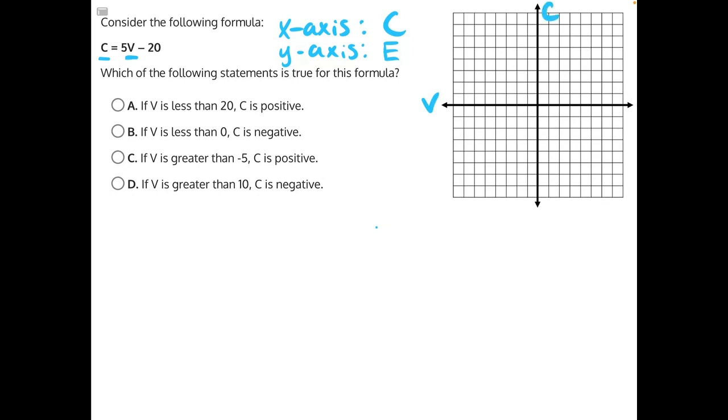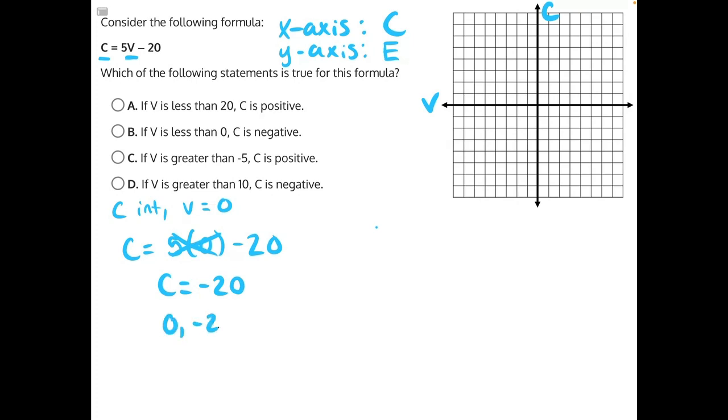And now that we have that, we just need to find our two intercepts for c and v, and then we can graph. Let's start by finding our c-intercept, or where v is equal to 0. C is equal to 5 times v, which is 0, minus 20. 5 times 0, anything times 0 is just 0, so this will cancel, leaving us with c is equal to negative 20. So our first coordinate point is going to be (0, -20).